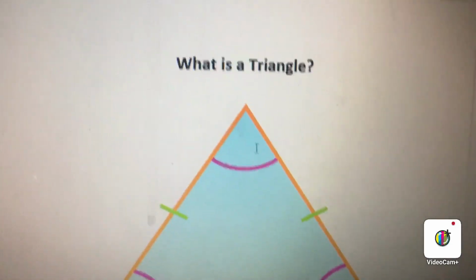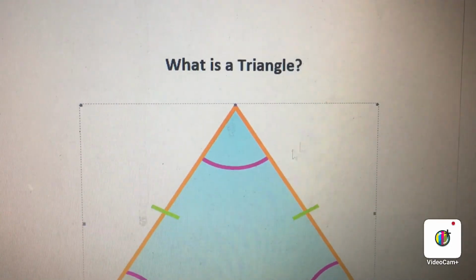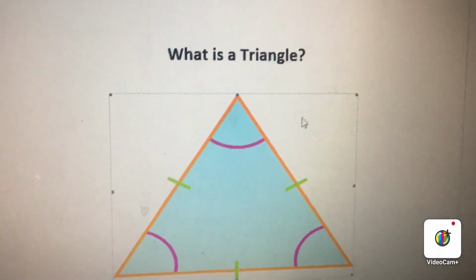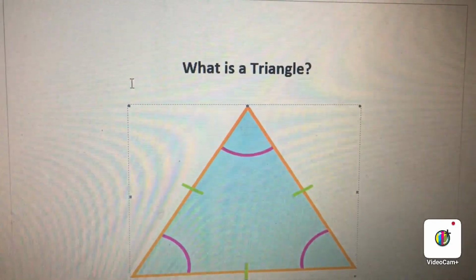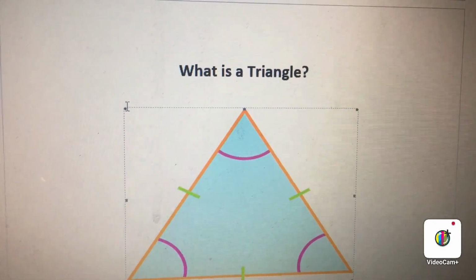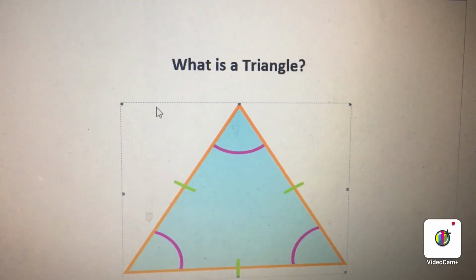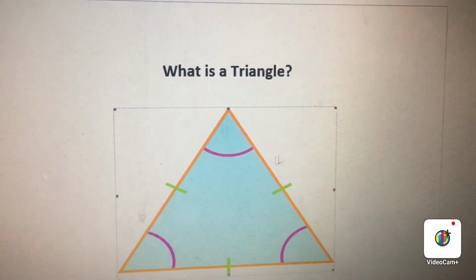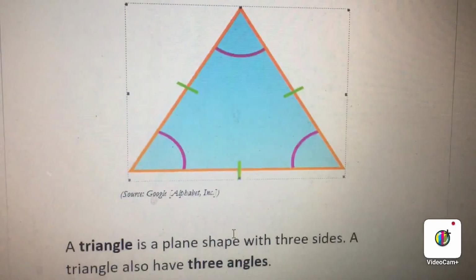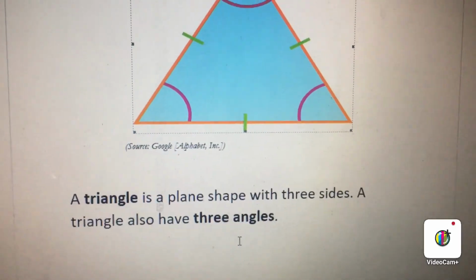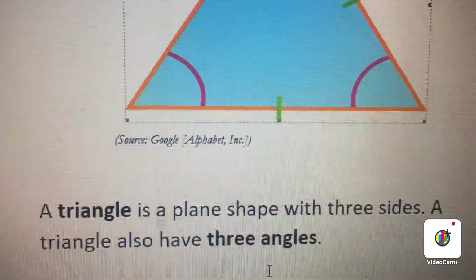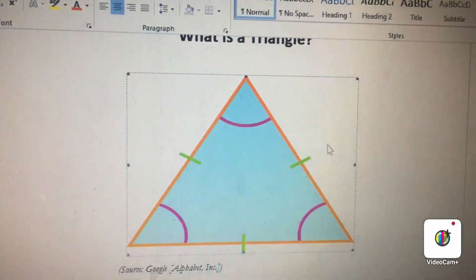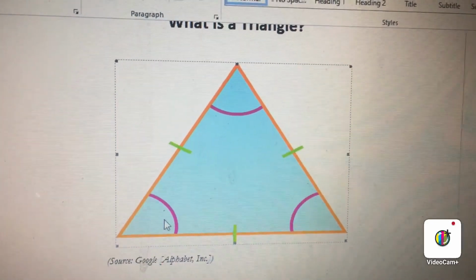So, what is a triangle? You can see the picture here of a triangle right here on the screen. A triangle simply means a plane figure with three sides. Look at the three sides here: 1, 2, 3. See? So it's a plane shape with three sides. It also has three angles. Look at the three angles here: 1, 2, and 3.